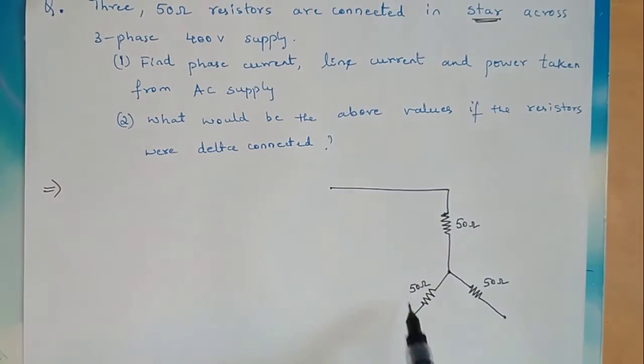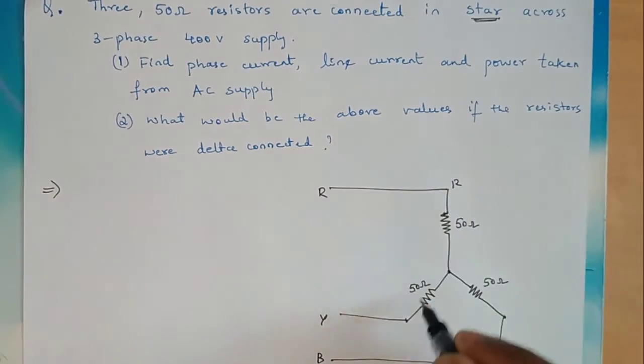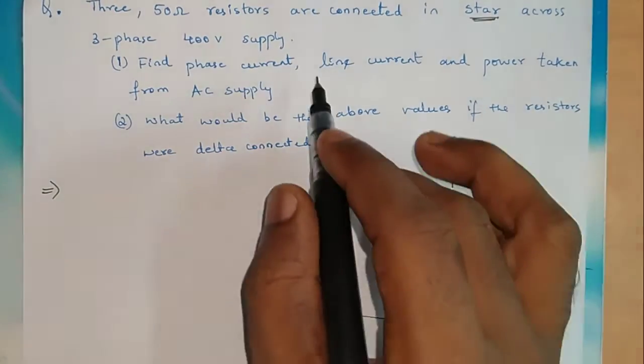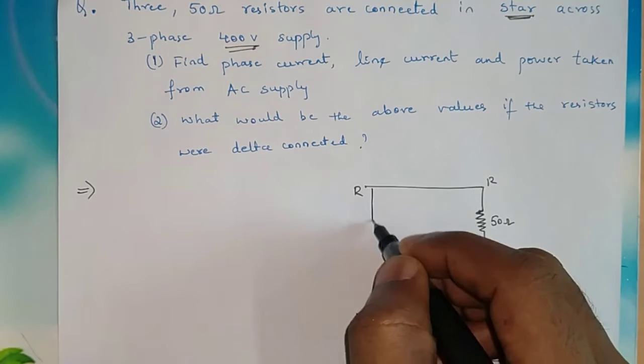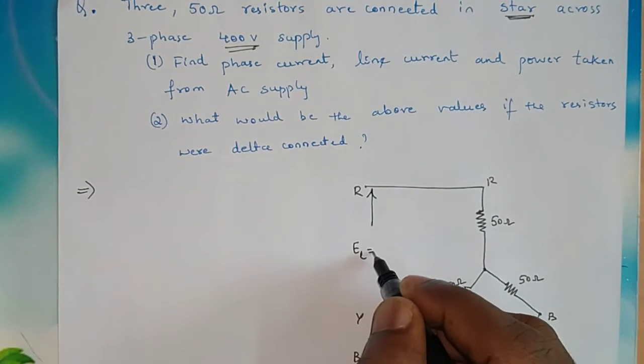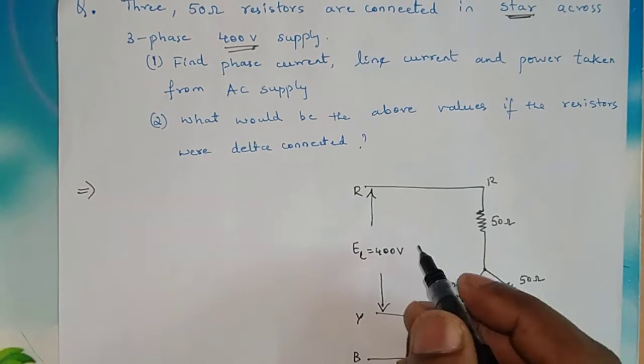So I'll connect the 3-phase supply to the circuit diagram. You know three terminals R, Y and B, the same way here R, Y and B. Now the supply voltage is given as 400 volt. Supply voltage is nothing but you have to always take it as line voltage. So line voltage is nothing but 400 volt. So I'll take it as EL is equal to 400 volt.